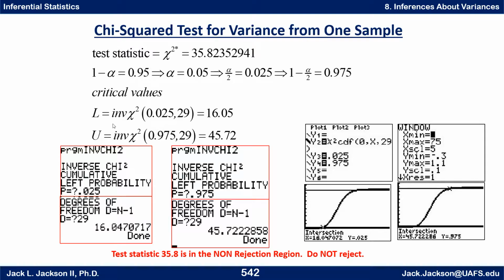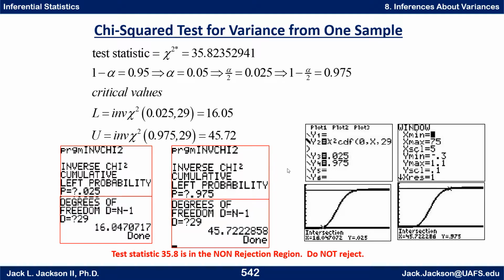Well, if you've got an Inspire, I believe that it has an inverse chi-square, but we can make one. We made one with my program here, and so we can run this program, inverse chi-square. The left probability is 0.025, degrees of freedom is 29, and it returns approximately 16.05. Similarly, we do the same thing with the left probability of 0.975 to get the upper one, which is about 45.72. And so there we get our lower and upper ones.